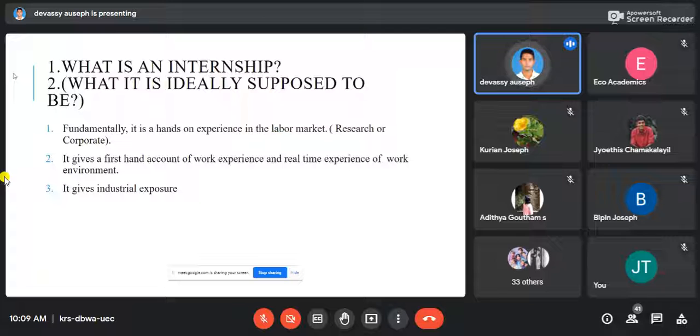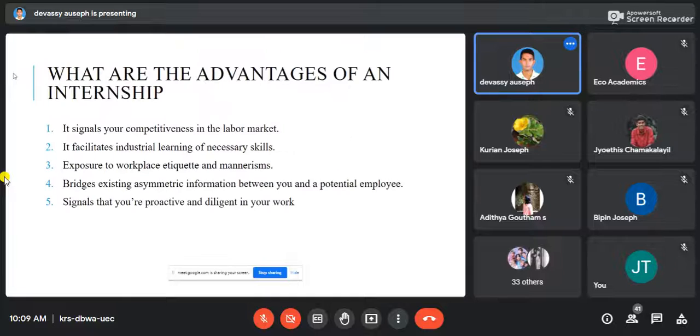Now, the third thing is that an internship gives you industrial exposure of how the industry is and so on. It is quite self-explanatory. I don't think I have to explain it any further. Now, this is the paradoxical part. Till now, I was talking about corporate internships. I'll talk about research internships also.